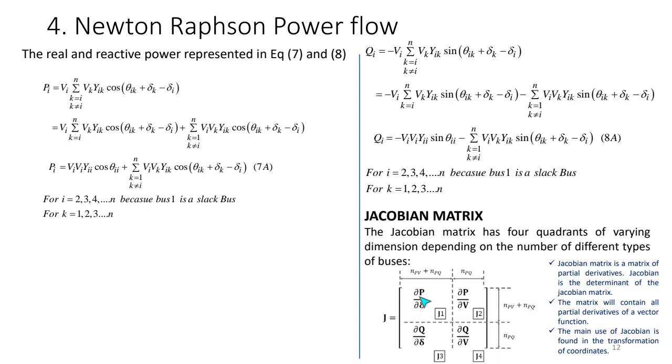What we do is take the partial derivative of the real power with respect to delta and the real power with respect to V. Then, in the second case, we derive the reactive power with respect to delta and the reactive power with respect to V. This forms a four-block matrix J1, J2, J3, J4. So in the numerator, we take the real power with partial derivatives with respect to delta and V, and the reactive power again with partial derivatives with respect to delta and V.